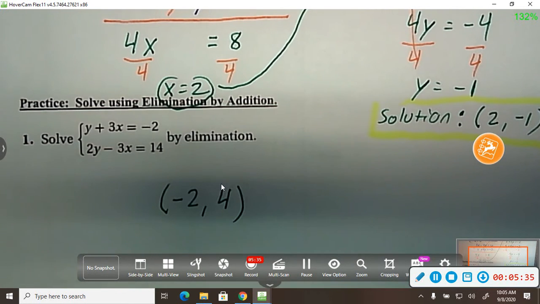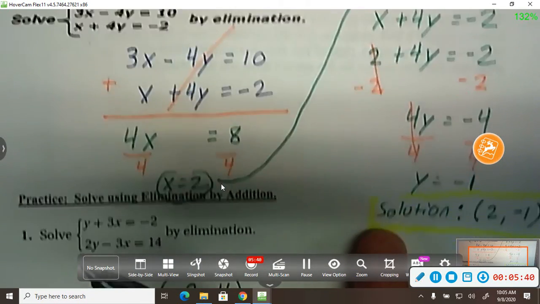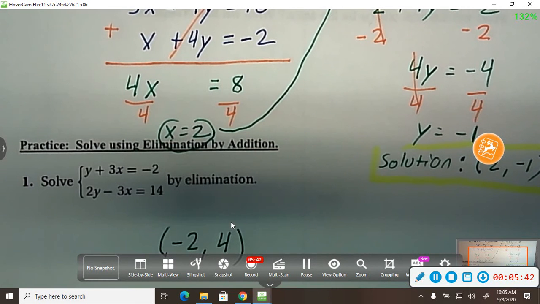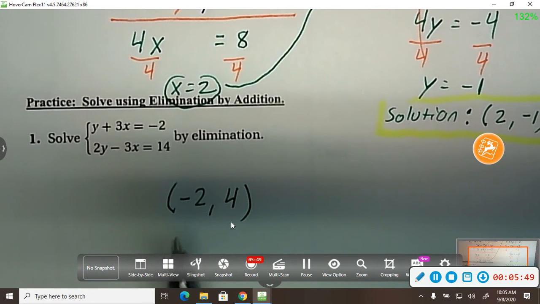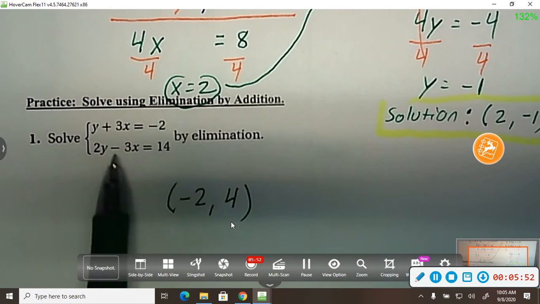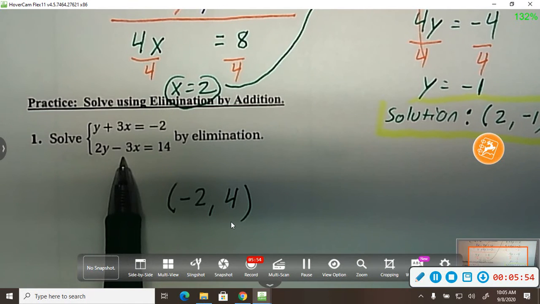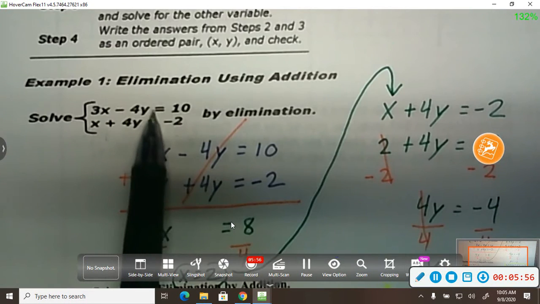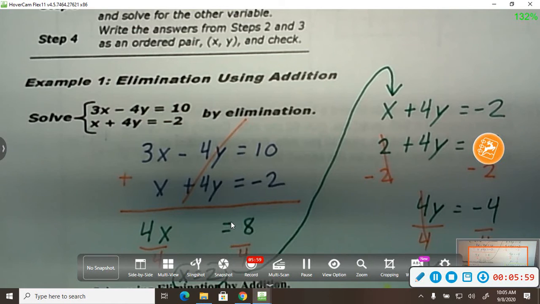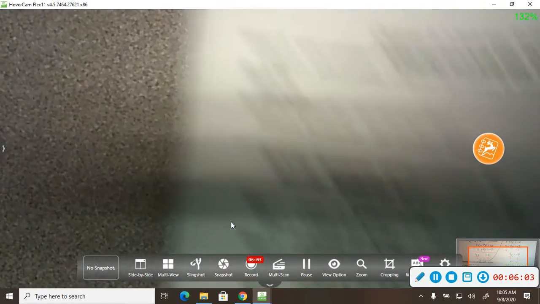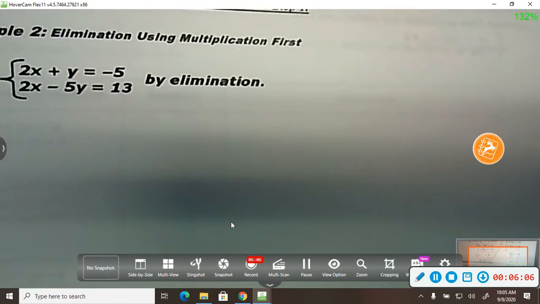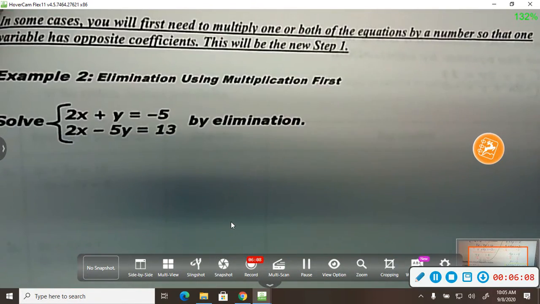Okay. So these are the easy ones. The easy ones are when you start off and either the x's or the y's are already inverses. Those are super easy. So now we should probably try one where they're not inverses. Like this one.